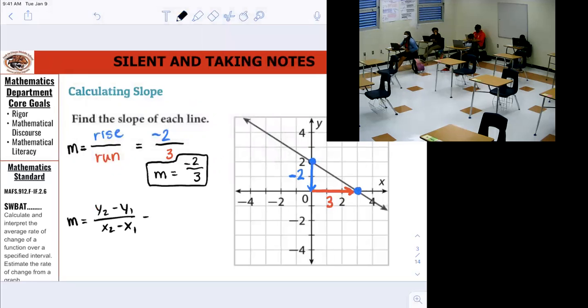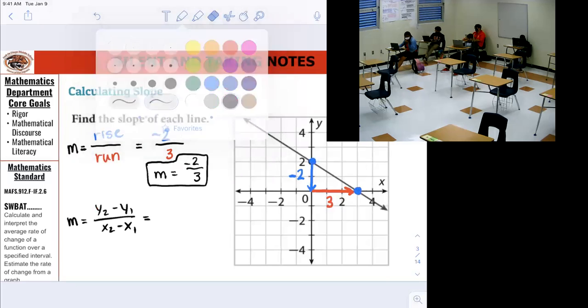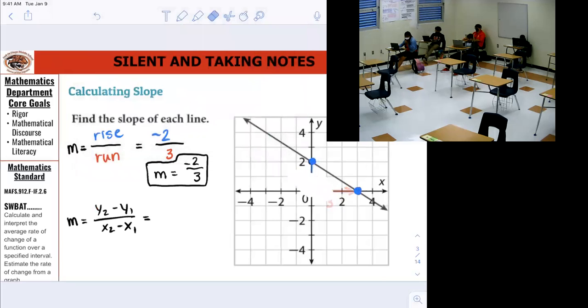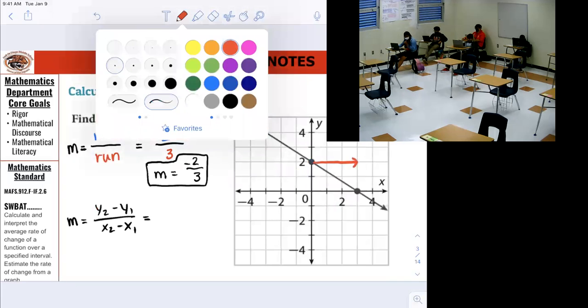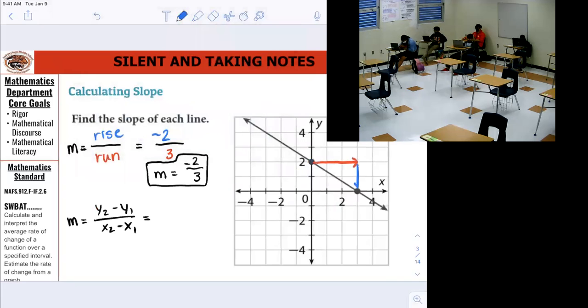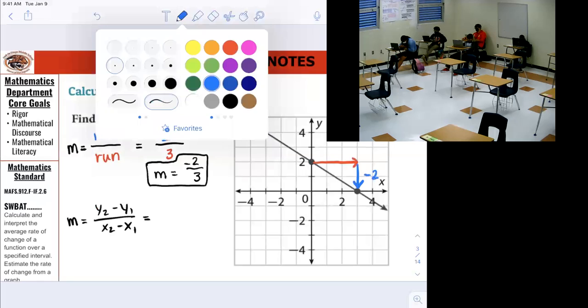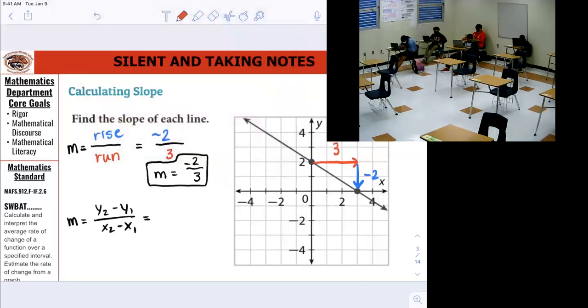But Miss, why did you go down instead of going right? Oh, good question. I could have gone right first. So instead of going down and then to the right, I could have gone to the right and then down. But you still get the same numbers. You still get -2 and you still get +3.